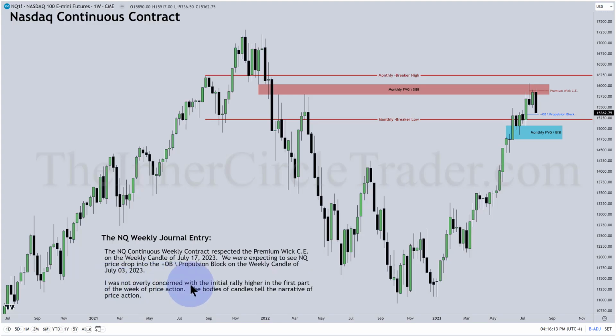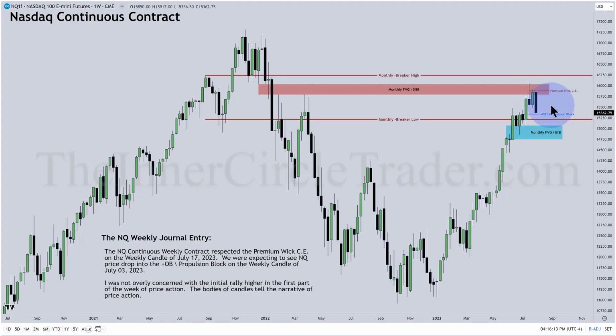I was not overly concerned with the initial rally higher in the first part of the week of price action. The bodies of the candles tell the narrative of price action. And again, that's annotating this very principle here. It opened in the initial rally up. That was not concerning. That was not going to be a thing that tricked us. That's not what tricked me. We were anticipating price to go up just to sucker in retail traders, the less informed, misinformed street money, and then delivery lower.